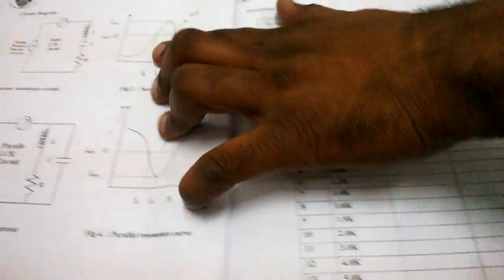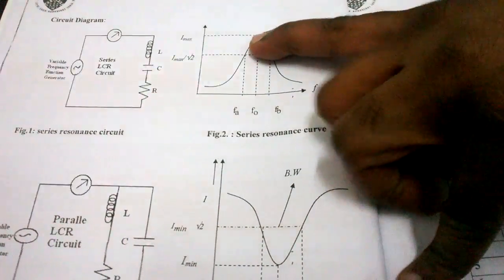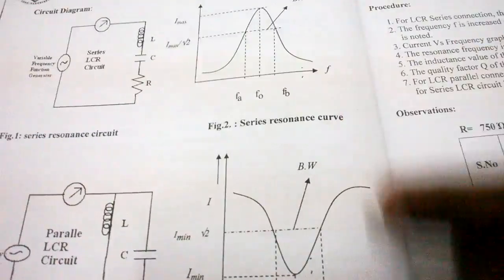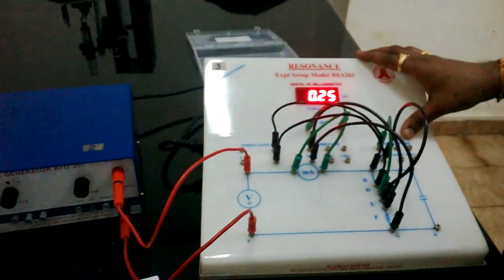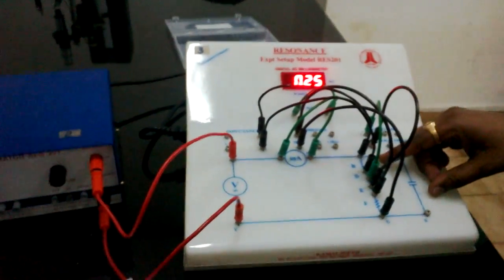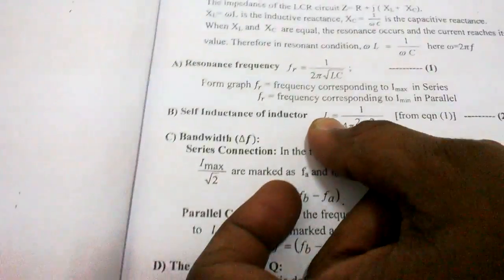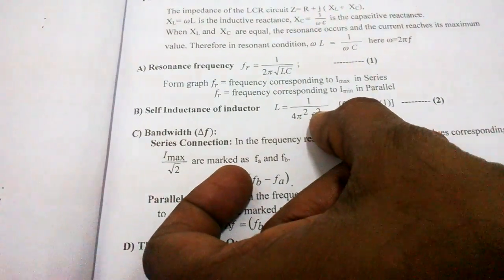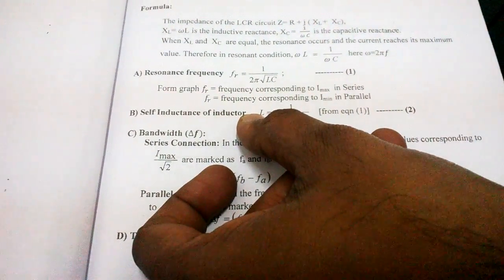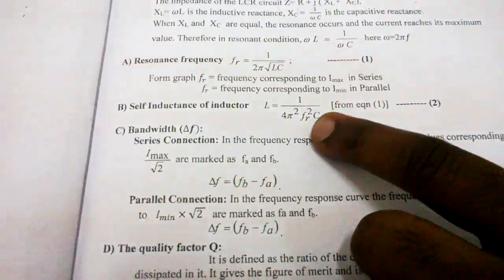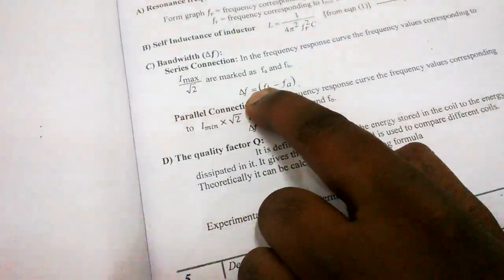If you plot a graph between this current and frequency, you will get a curve like this, as I told you before. So this is I max. The corresponding frequency we call the resonant frequency. Next, in this experiment we can also calculate an unknown inductor. If you know the frequency and if you know the resistance and capacitor, the self-inductance of the inductor can be calculated. And also the bandwidth. Bandwidth means FB minus FA.